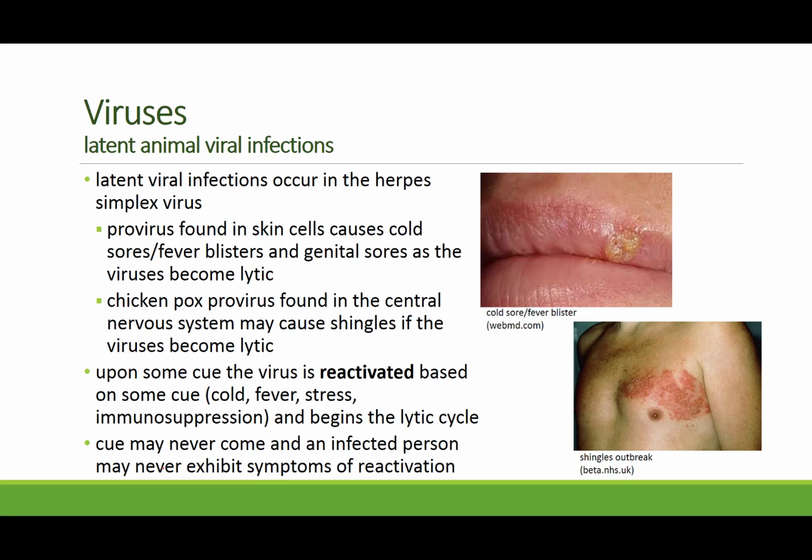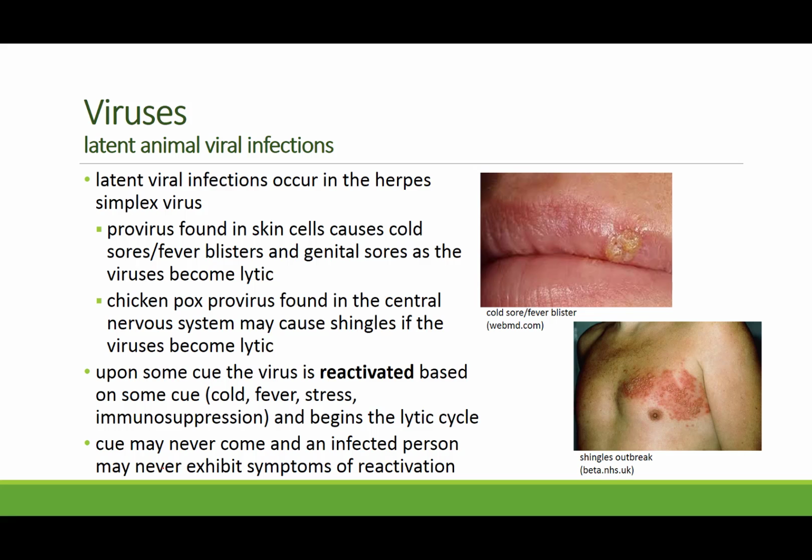Okay, one last thing to say about animal viruses. They can become latent. So a latent virus is, and this is what we see happening with herpes simplex viruses, this latency. So a provirus is built and is inserted into the DNA of the cell. And if the provirus there is in skin cells, then that's where we see the development of cold sores, fever blisters, and the sores that we associate with genital herpes as the viruses go through a lytic phase.